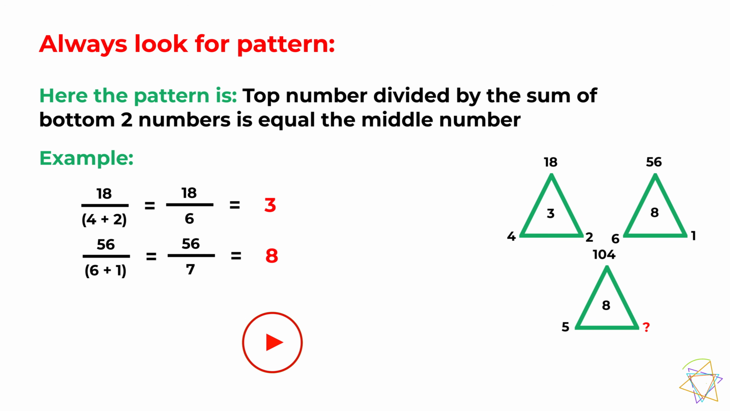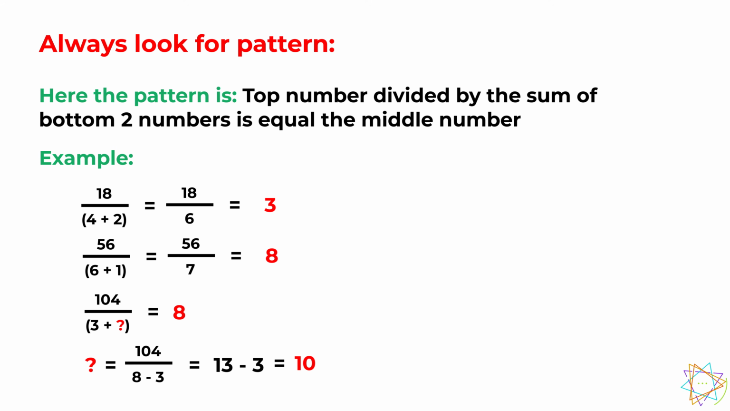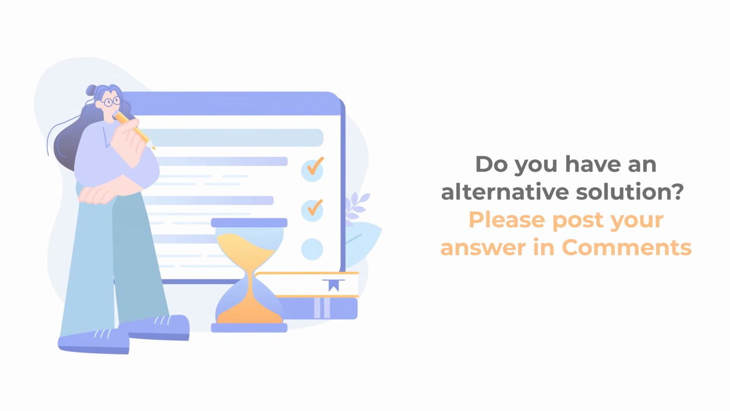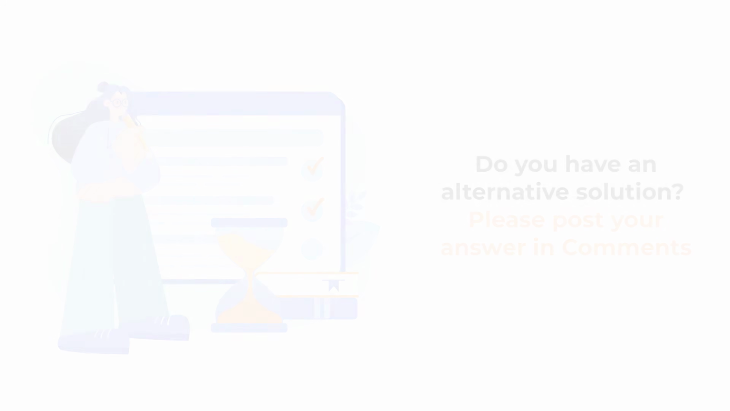Which means that we can build a formula. And our formula will have 104 on the left divided by (3 plus question mark) would be equal to 8, which means that the question mark would be equal to 104 divided by 8 minus 3, which would be an equivalent of 13 minus 3, which would be equal to 10. So the question mark equals 10, and the correct answer is choice B, 10. Hopefully you've nailed this question and now know how to answer similar problems on the test.